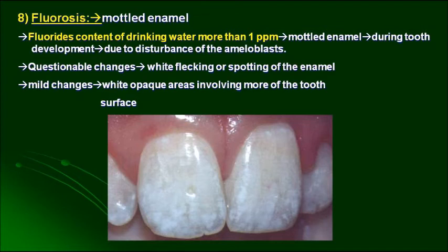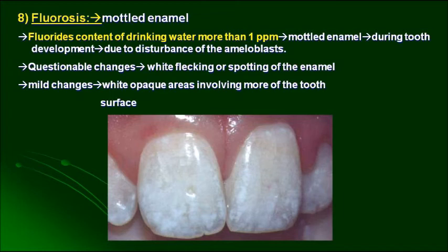This is environmentally influenced enamel hypoplasia, and the last one in that is fluorosis. In fluorosis, the tooth surface is called mottled enamel, mottled enamel or mottled tooth. What happens in the case of fluorosis, as you all know, is that the normal fluoride content of drinking water is 1 ppm, 1 part per million. If the level is above this, it results in mottled enamel during tooth development. This will disturb the ameloblasts.